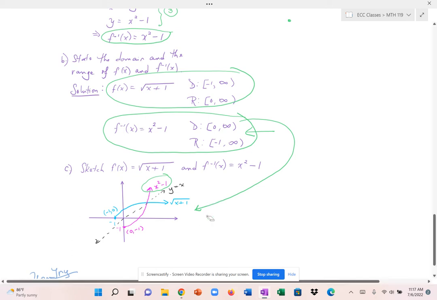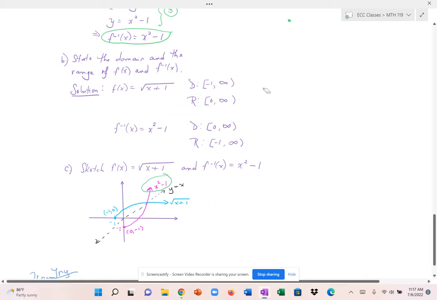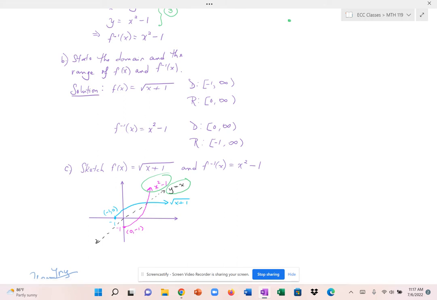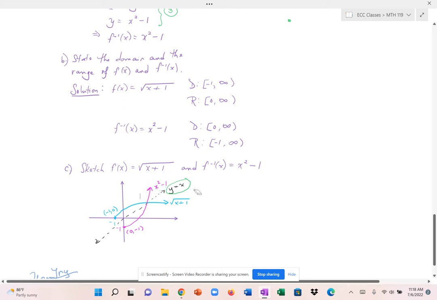And then here's another unique thing about the graphs of inverse functions. When you graph them, the graph of one is the mirror image of the other, and the mirror is the line y equals x. So if you can imagine flipping the blue graph over this line y equals x, you would get the half parabola, the inverse x squared minus 1. And the opposite is also true. If you were to flip this half parabola x squared minus 1 over the line y equals x, you would get the original function, the square root of x plus 1.